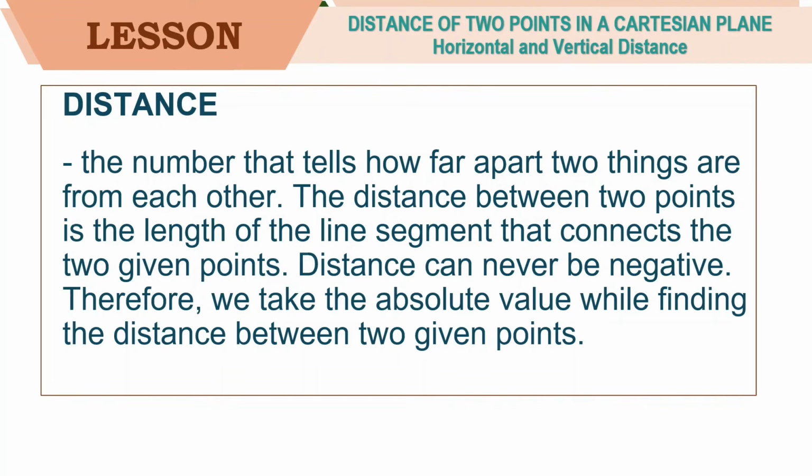Distance, the number that tells how far apart two things are from each other. The distance between 2 points is the length of the line segment that connects the two given points. Distance can never be negative. Therefore, we take the absolute value while finding the distance between two given points. Let me just re-emphasize that there is no negative distance, regardless of if it's going to the right or going to the left. So long as we're talking about distance, it's always positive because we are still talking about how far apart they are. And you cannot say that something is negatively far apart from another. So it's always positive.